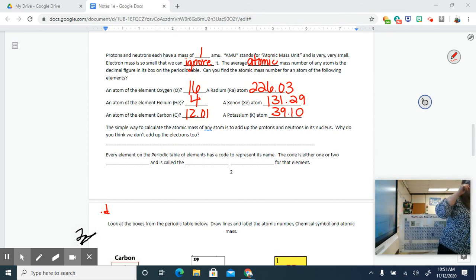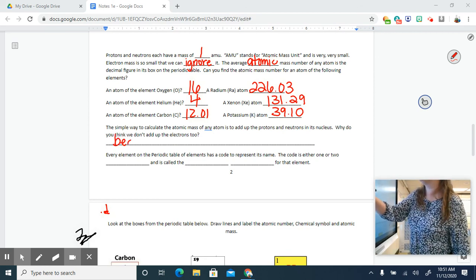So the simple way to calculate the atomic mass of any atom is to add up the protons and the neutrons in the nucleus. Why don't we add the electrons? Right, because they're so small we ignore them.